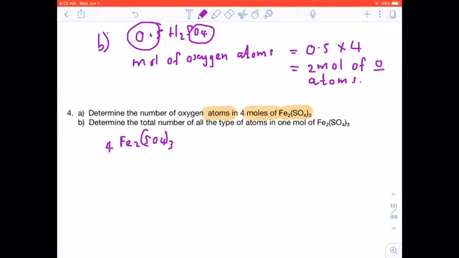Right. So in terms of oxygen, let's look at: determine the number of oxygen atoms in 4 moles of ferrous sulfate. So in 4 moles of ferrous sulfate, it is going to have how many? Determine the number of oxygen atoms in 4 moles of ferrous sulfate.